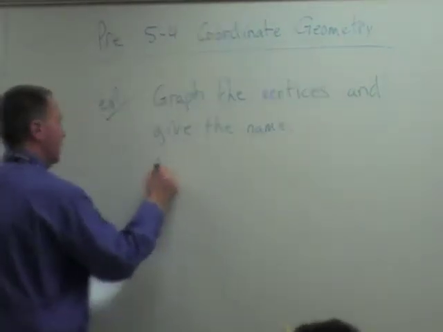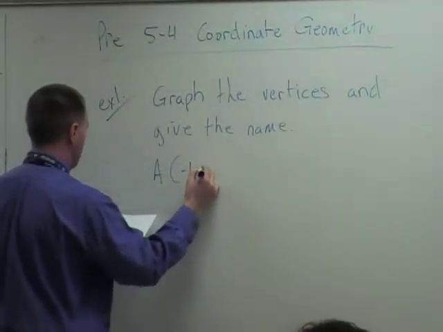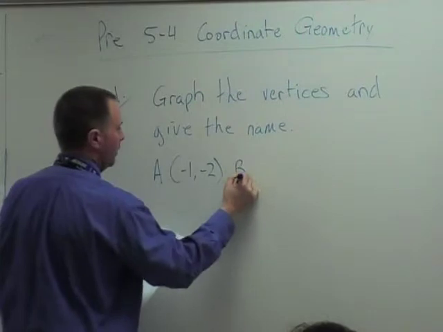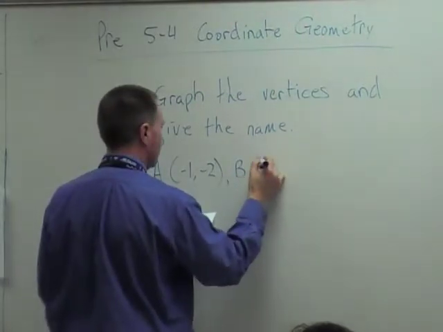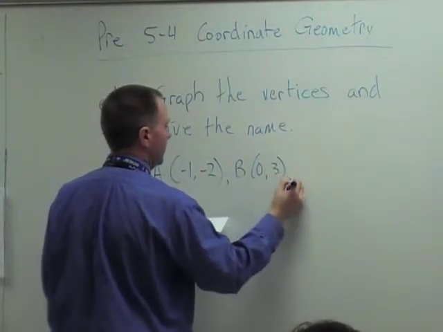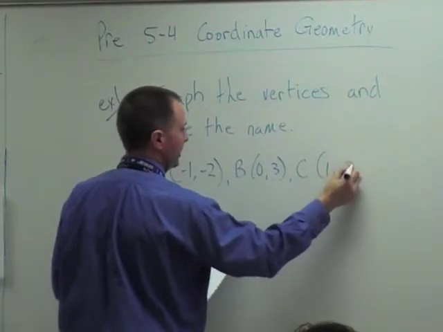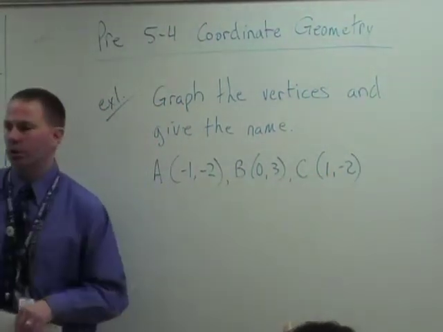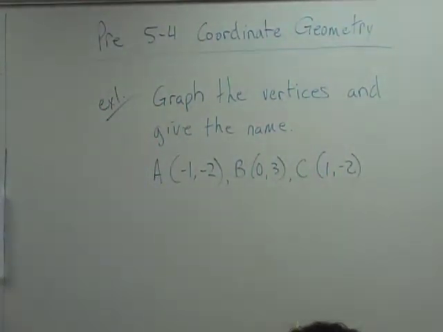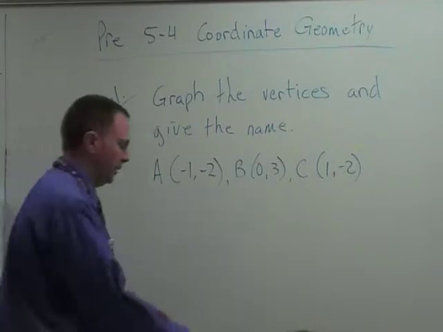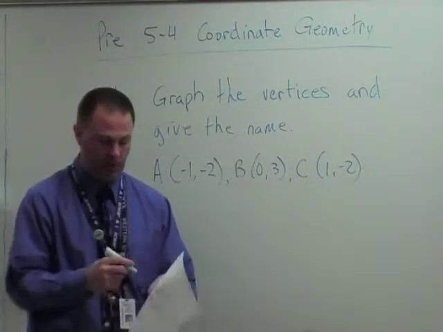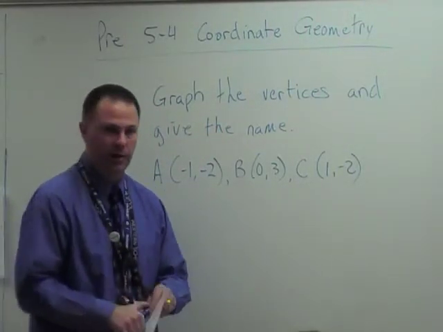So here's A. Point A is at (-1, -2). Point B is at (0, 3). And point C is at (1, -2). So everybody draw a graph on your paper. Graph those 3 points, connect the dots. What figure do 3 points make? Right. A triangle.